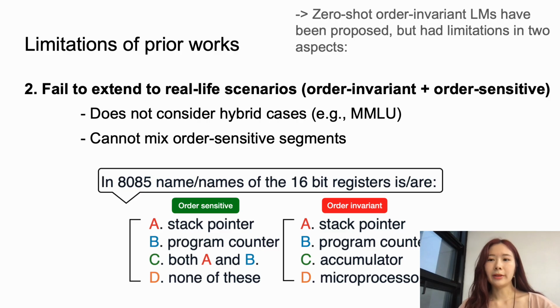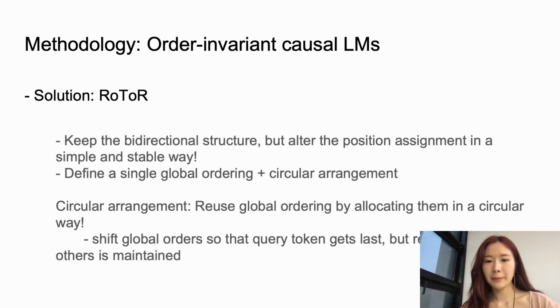Second, no prior methods investigate or support inputs that have both order-sensitive and order-neutral parts. For example, MMLU, a multi-choice question benchmark, has prompts like "both A and B" or "none of these," where the option order is important and the order bias is needed.